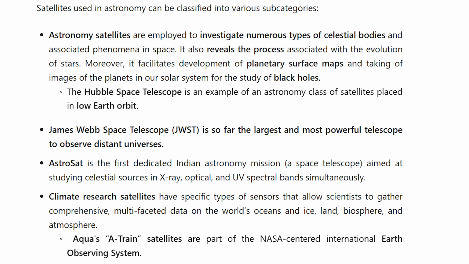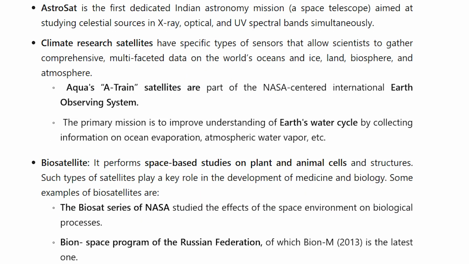Climate research satellites have specific types of sensors that allow scientists to gather comprehensive, multifaceted data on the world's oceans and ice, land, biosphere, and atmosphere. Aqua's A-Train satellites are part of the NASA-centered International Earth Observing System. The primary mission is to improve understanding of Earth's water cycle by collecting information on ocean evaporation, atmospheric water vapor, etc.